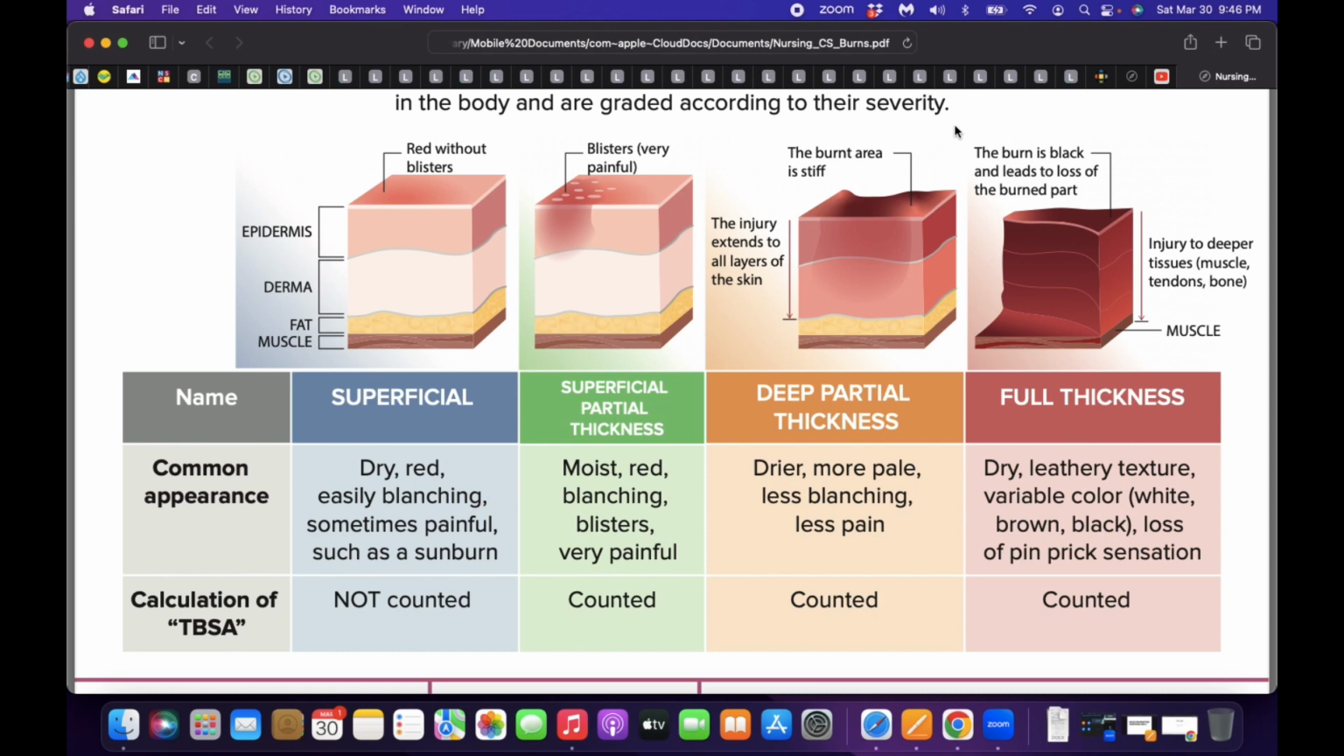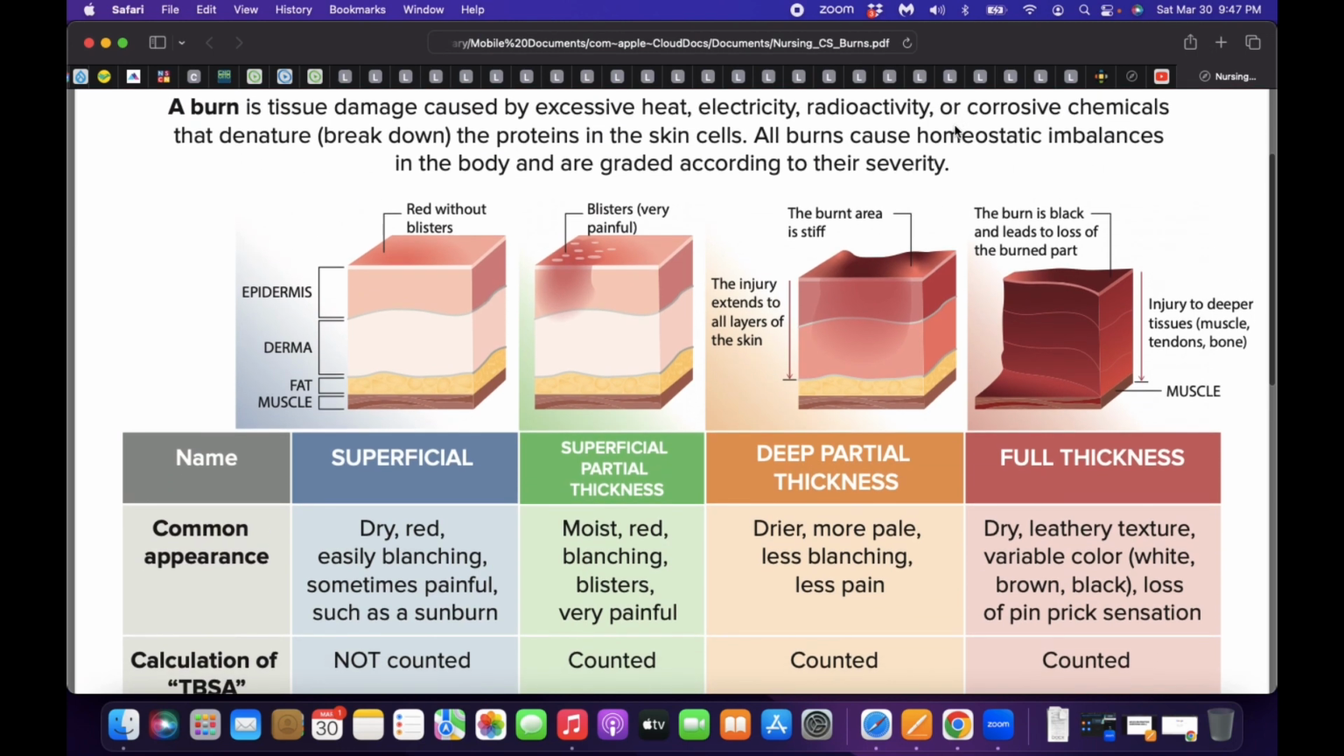For superficial partial thickness, the epidermis is destroyed or injured, and a portion of the dermis may be injured. A deep partial thickness burn involves the destruction of the epidermis and upper layers of the dermis and injury to the deeper portions of the dermis. A full thickness burn involves total destruction of the epidermis and dermis, and in some cases, the destruction of the underlying tissue, muscle, and bone. So these are the types of the depth of a burn.